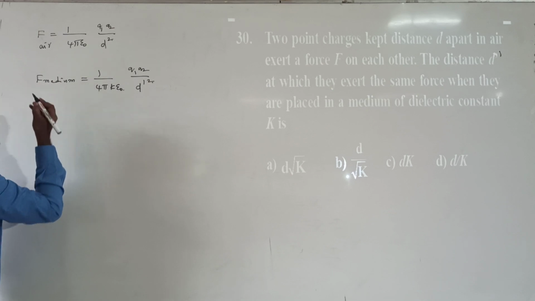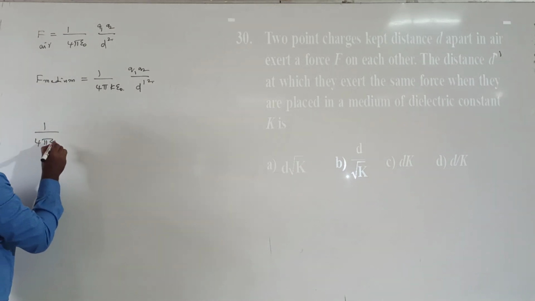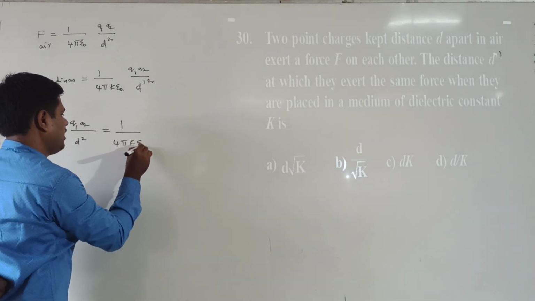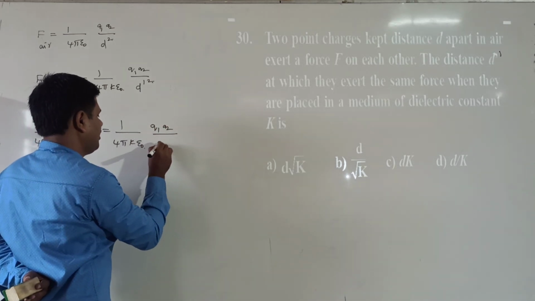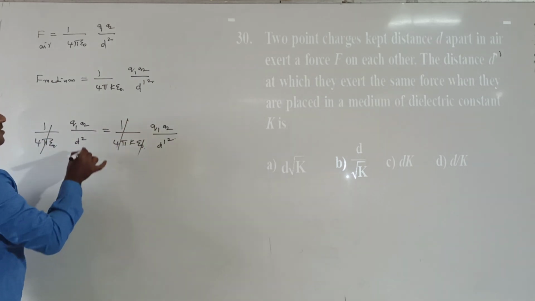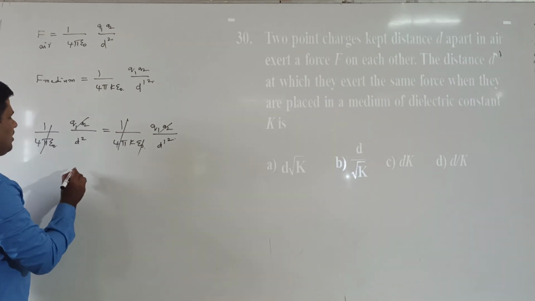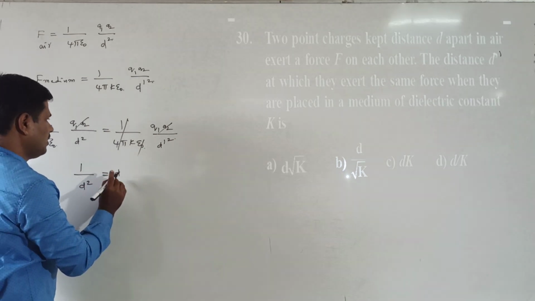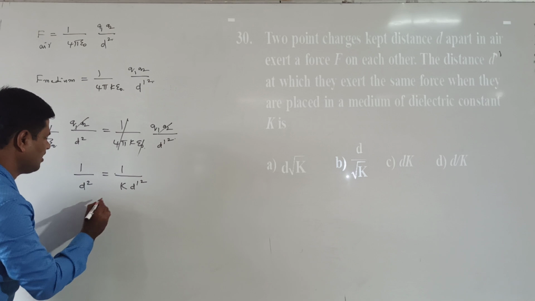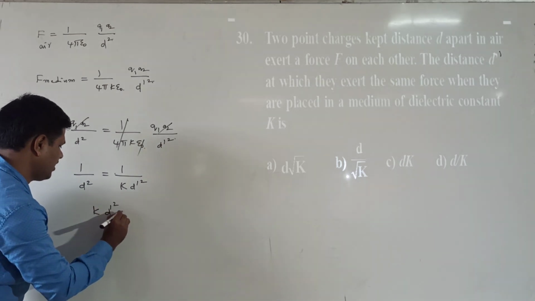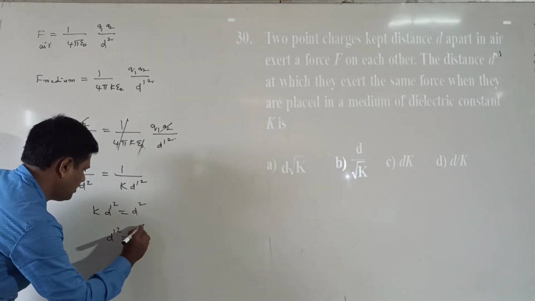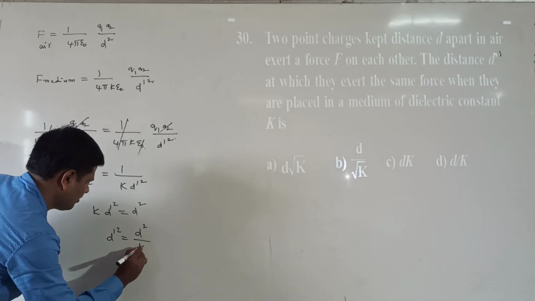The force is the same. F air is equal to F medium. So 1 by 4 pi epsilon naught q1 q2 by D square is equal to 1 by 4 pi into K epsilon naught q1 q2 by D dash square. Now 1 by 4 pi epsilon naught cancels, q1 and q2 cancel. What remains is 1 by D square equal to 1 by K into D dash square. So K into D dash square is equal to D square. Now D dash square is equal to D square by K.